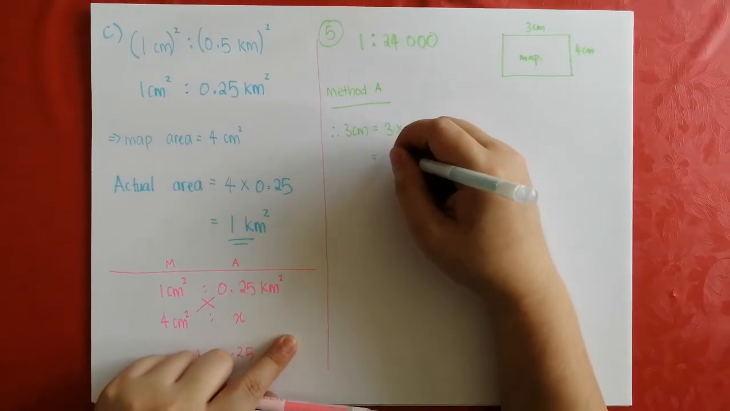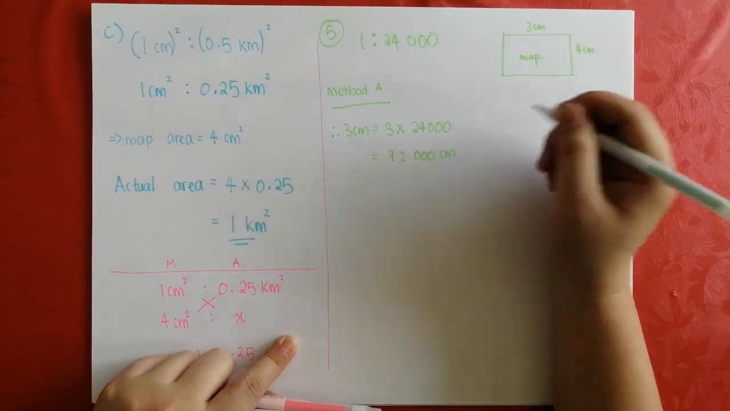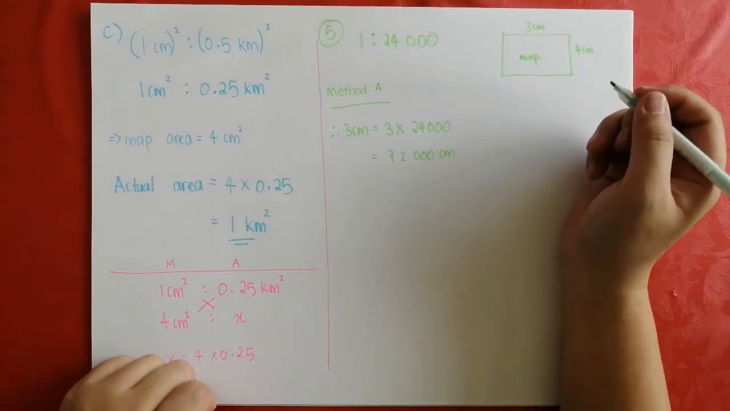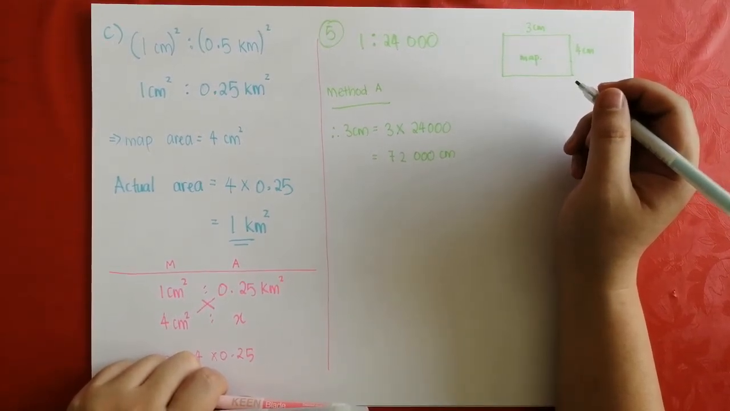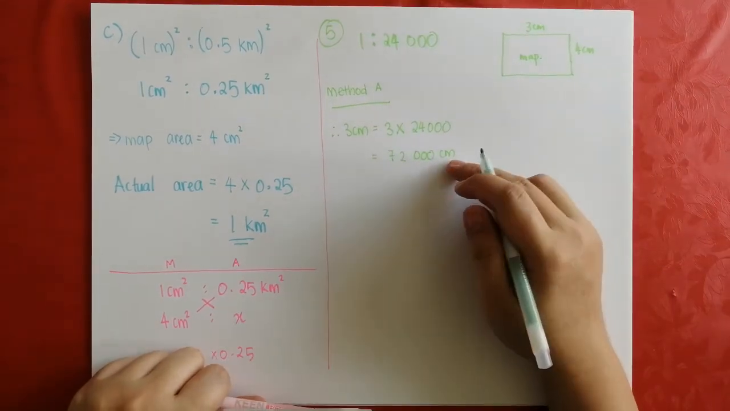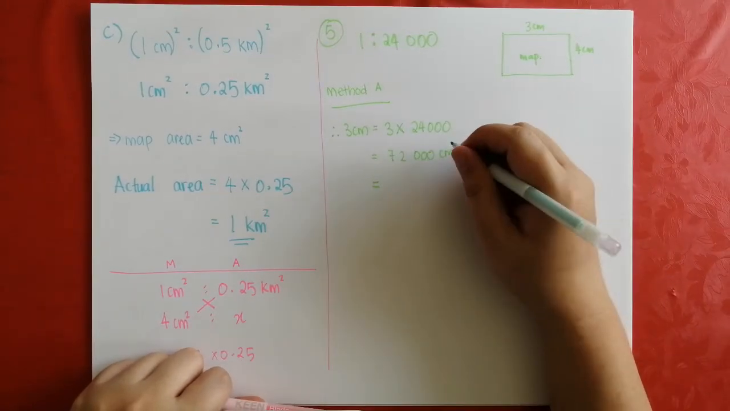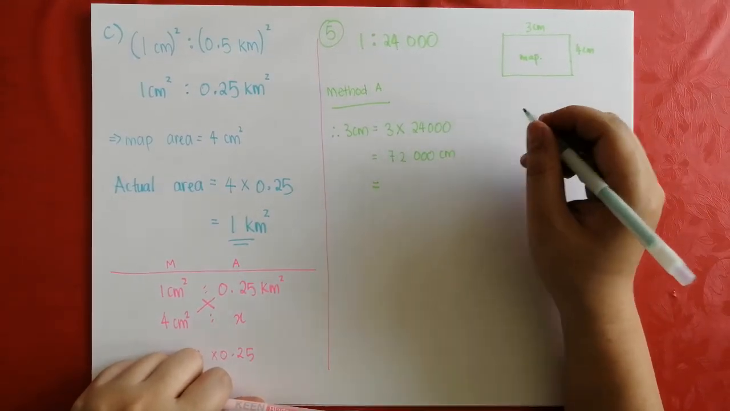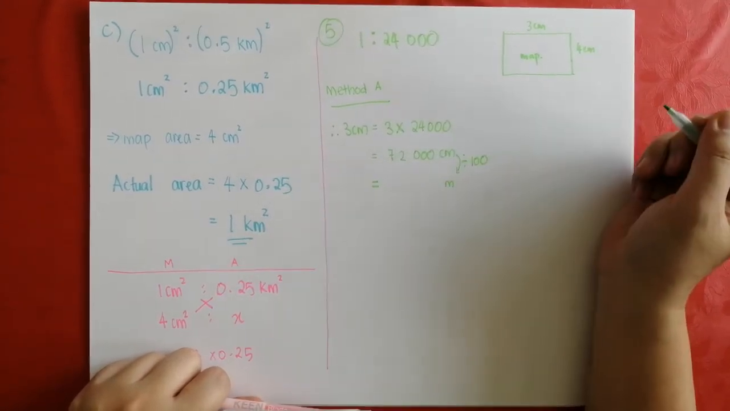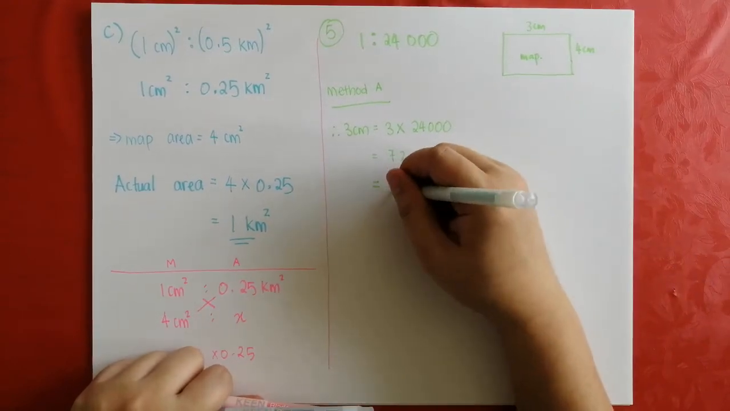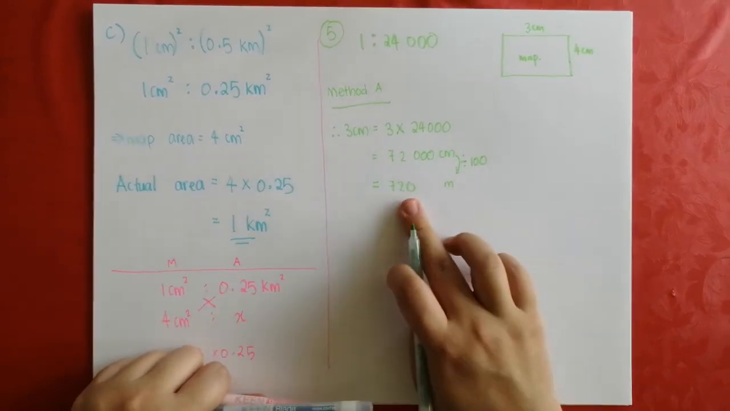That gives you 72,000 centimeter. Since the question is asking us to find the area in square meter, it's better that we convert centimeter to meter. To change centimeter to meter, we divide by 100. So 72,000 divided by 100 gives you 720. That is only converting the 3 cm on the map to actual length.